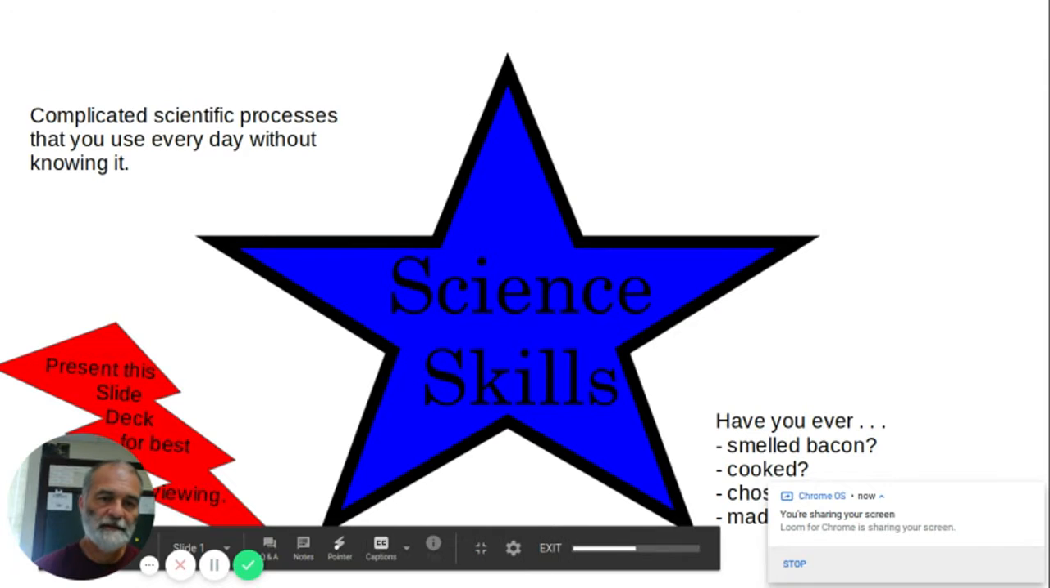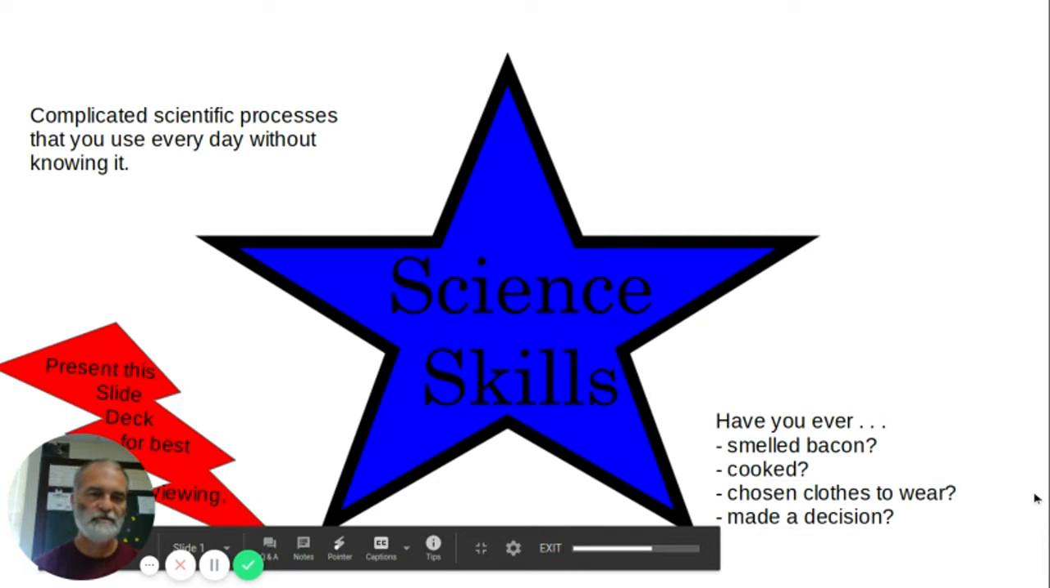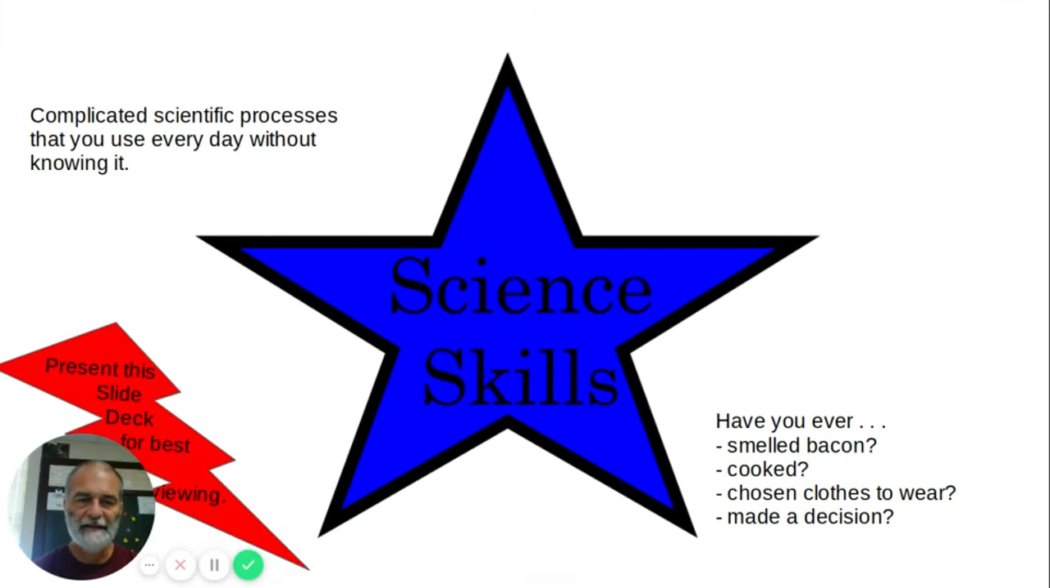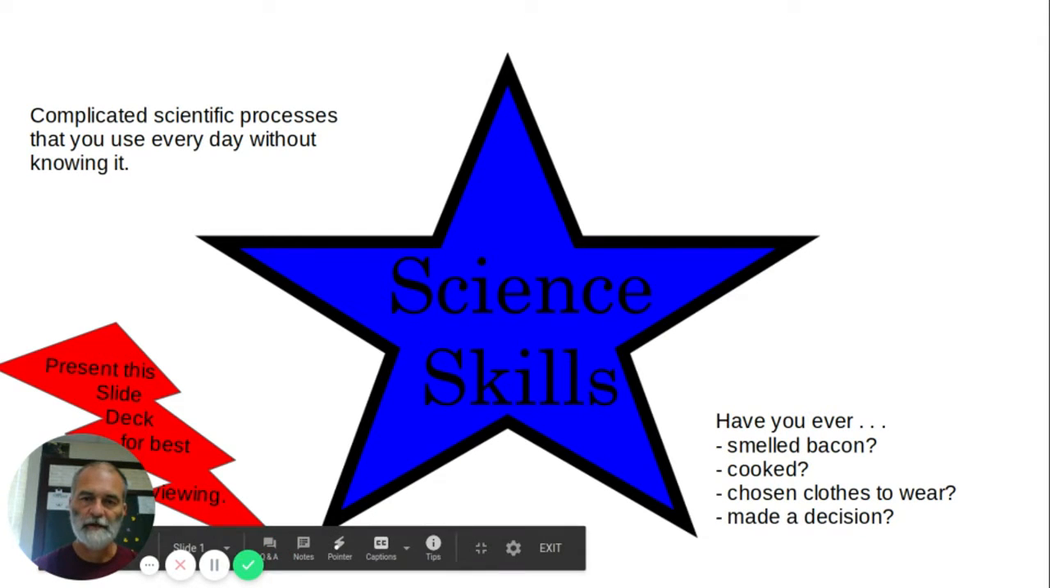And so this just basically tells that there are these things called science skills. It tells you that they're complicated, but that you use them all the time. And then it asks you a few questions. Have you ever done this? Smelled bacon, cooked, chosen clothes to wear, made a decision? If you have, then you have done some of these science skills. They're not hard, but sometimes identifying them can be a little bit tricky.